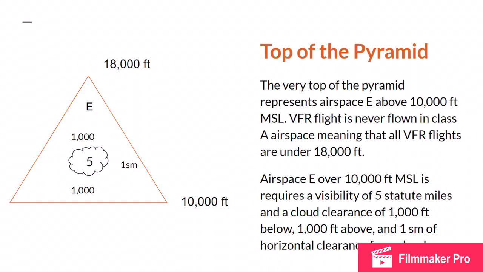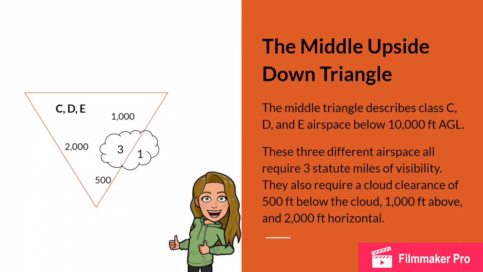So in the center of our triangle is an upside down triangle, and this triangle contains Class Charlie, Delta, and Echo below 10,000 MSL. I would like to remind the viewers that it should say MSL. Sorry about that. I wrote AGL in the typing, but that should be fixed. So there are 3 different airspaces, and they all require 3 statute miles of visibility. They also require cloud clearance of 500 feet below, 1,000 feet above, and 2,000 horizontal.